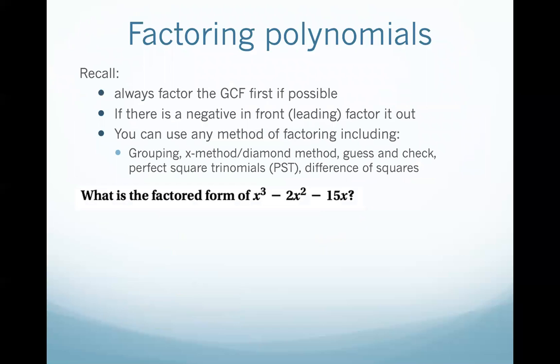Okay, and the last thing to cover is just a quick review of factoring polynomials. So remember, always factor the greatest common factor first if there is one. If our leading term has a negative, you're going to factor out that negative. So your GCF would be negative in that case. You can use any method. We talked about several of them. The way that I usually show it is the X method or the diamond method. And then we also have some special polynomials, the perfect square trinomials and the difference of squares, that had special ways of factoring. So go ahead and try this, and then we'll go to the answer together.